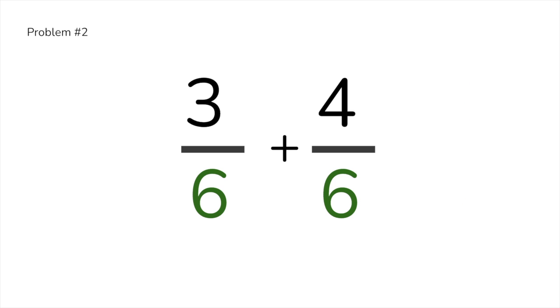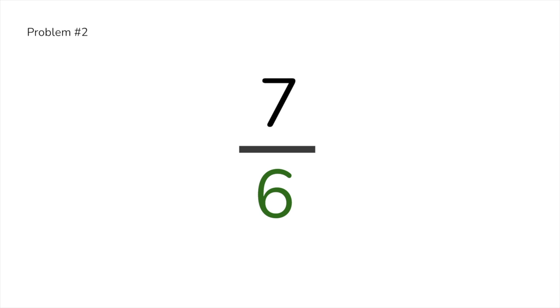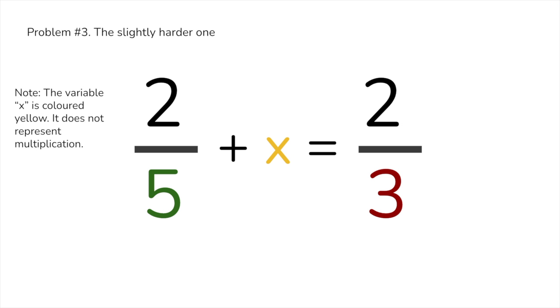We now have 3 over 6 plus 4 over 6. 3 plus 4 is 7, so our final answer is 7 over 6. Once you know the concepts, it's so much easier to add fractions like these. Now, for a harder question, we're going to have to solve for a variable. Our next question is 2 over 5 plus x is equal to 2 over 3, and we have to find the value of x. Feel free to pause the video and try to solve this on your own.